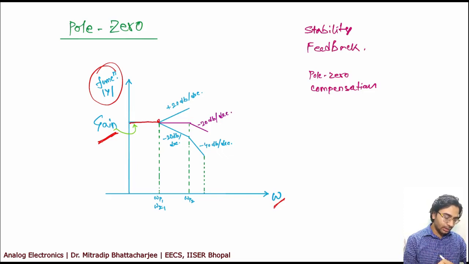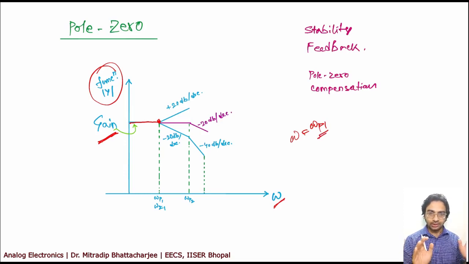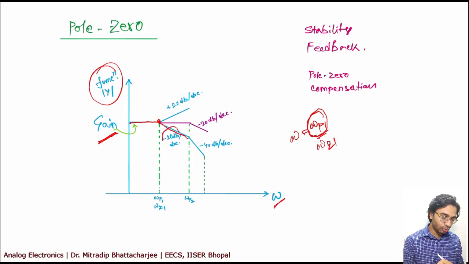And then, if you find there is a pole at, say, omega equal to omega p1, where P stands for pole, and for the sake of simplicity if it is a zero, omega equal to omega z1. So if you find a pole at omega equal to omega p1, then your gain function is decreasing and the slope of that function will become minus 20 dB per decade.